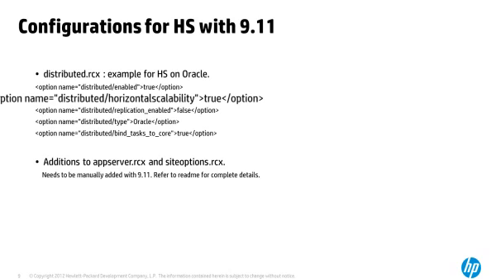By the way, the new HS guide is going to be released soon. The patch is out, the README is out with the patch, the guide will be out soon. So this is a must. If you are on a horizontal scalability and you move to 9.11, you should have this option. Besides this option, there are two more options that are mandated with this 9.11 release, and those get into appserver.rcx and siteoptions.rcx. So the README has that information on how to hide that.